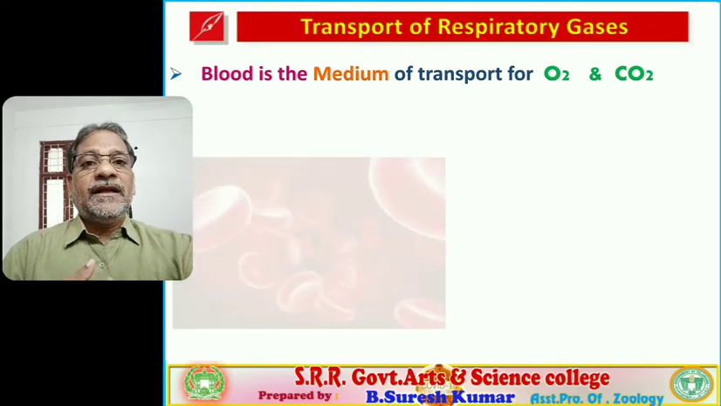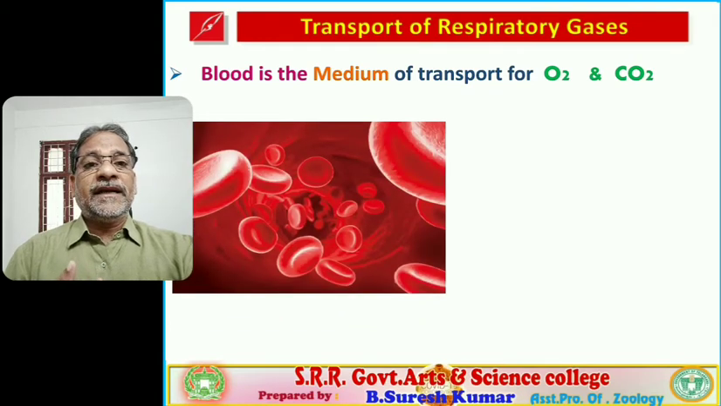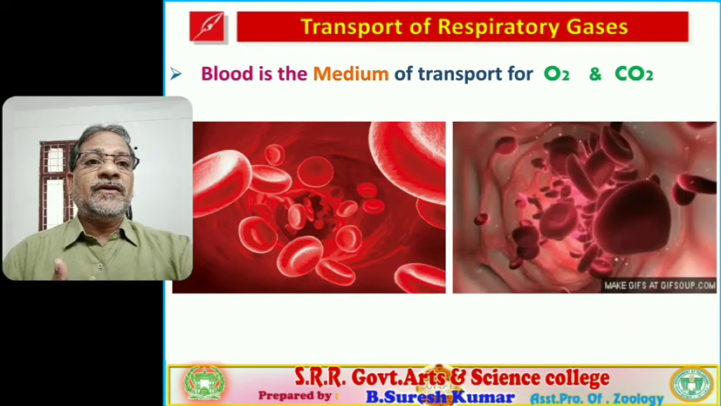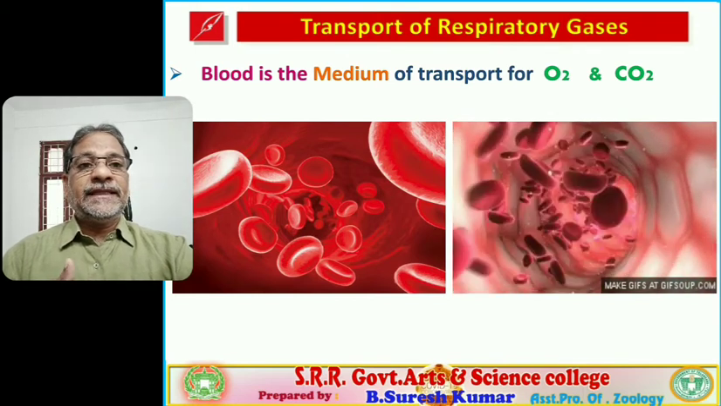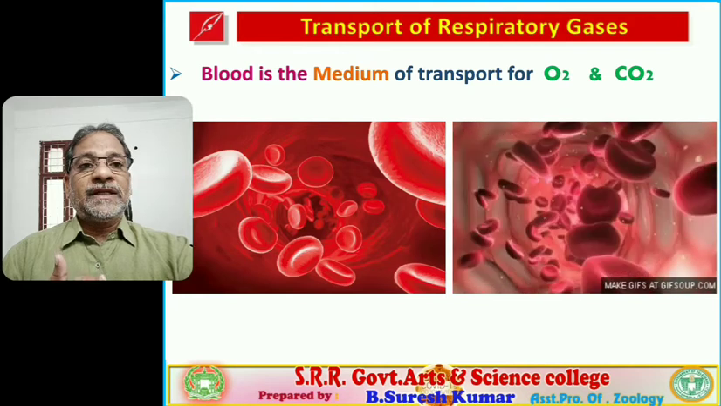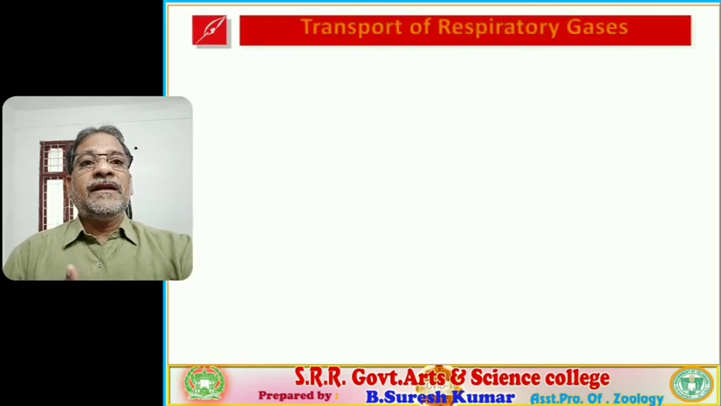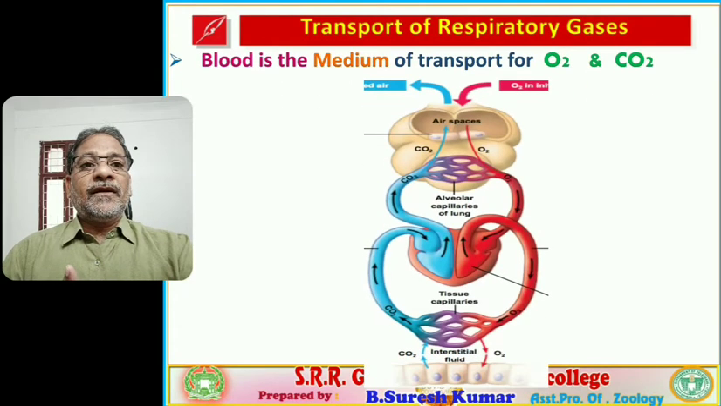You observe this visual. The blood contains plasma and blood cells, among them erythrocytes. So the plasma and erythrocytes are capable of transporting these respiratory gases in this fashion. In what way does the blood transport the respiratory gases?